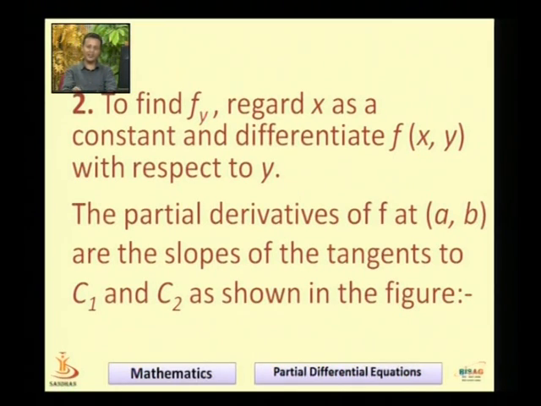So considering z as a function of x and y with this expression, z equal to the square root of 1 minus x square minus y square, we can have partial derivatives of z with respect to x and y, and these partial derivatives give us nothing but the slope of a tangent drawn to some curve. Now what is that curve? Let us see that. These curves are C1 and C2.